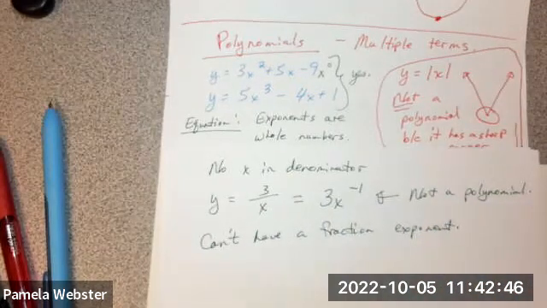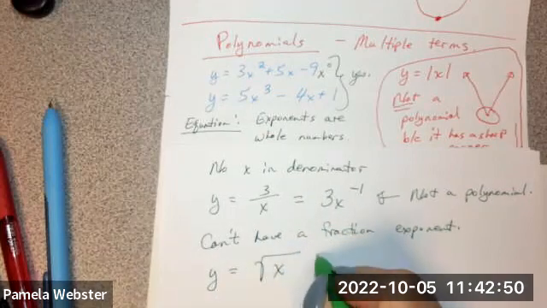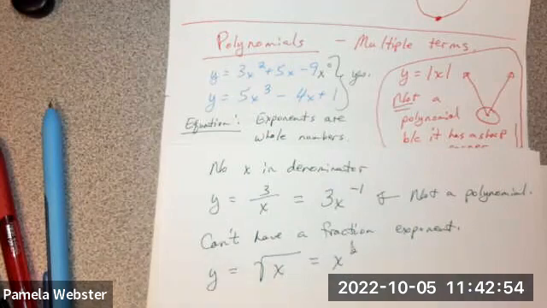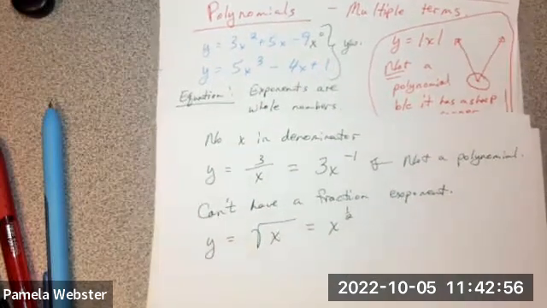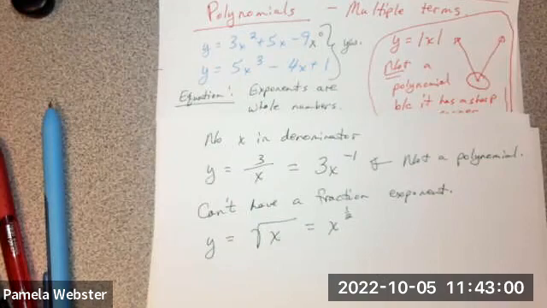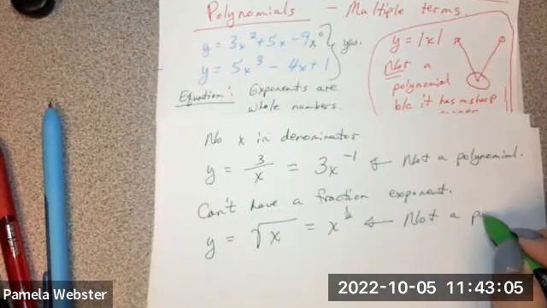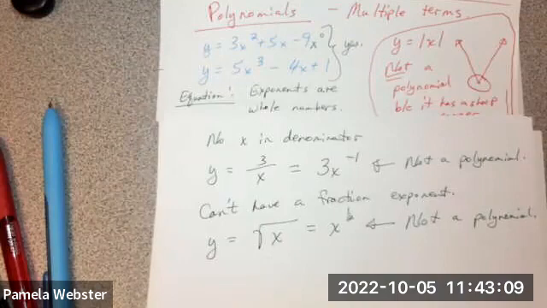That would be things like y equals the square root of x, which is the same as x to the 1/2. Fraction exponent. So when I see those square roots and stuff, I think, oh no, that's not a polynomial. So basically, I'm looking for things with whole number exponents. That's how I know by looking at the equation.